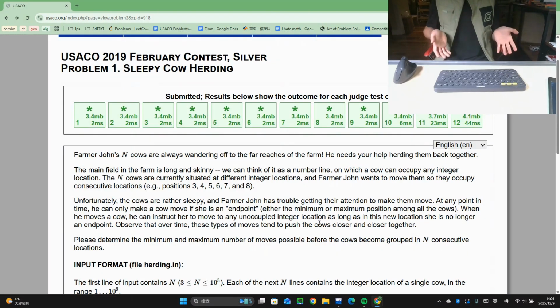So now we've basically solved this problem with both the maximum and minimum figured out. However, do note that we have to specially check some of the situations. The first situation that we have to check is obviously if all cows are already together in consecutive spots.